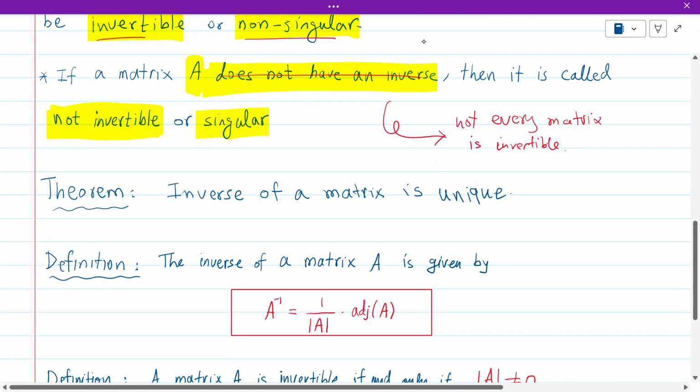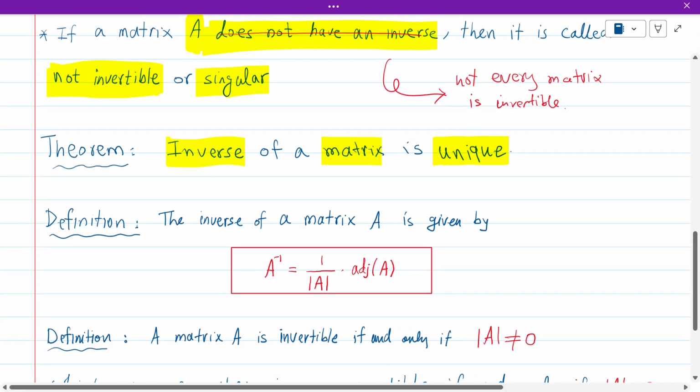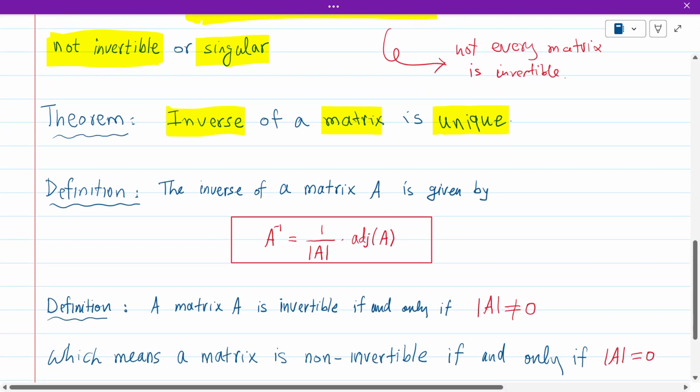Now, the inverse of a matrix is unique. That means for any given matrix, if I find the inverse or you find it or someone in Africa or someone in Europe finds it, it will be the same thing. It is unique. There's only one inverse. And the way you find it is we will follow this formula.